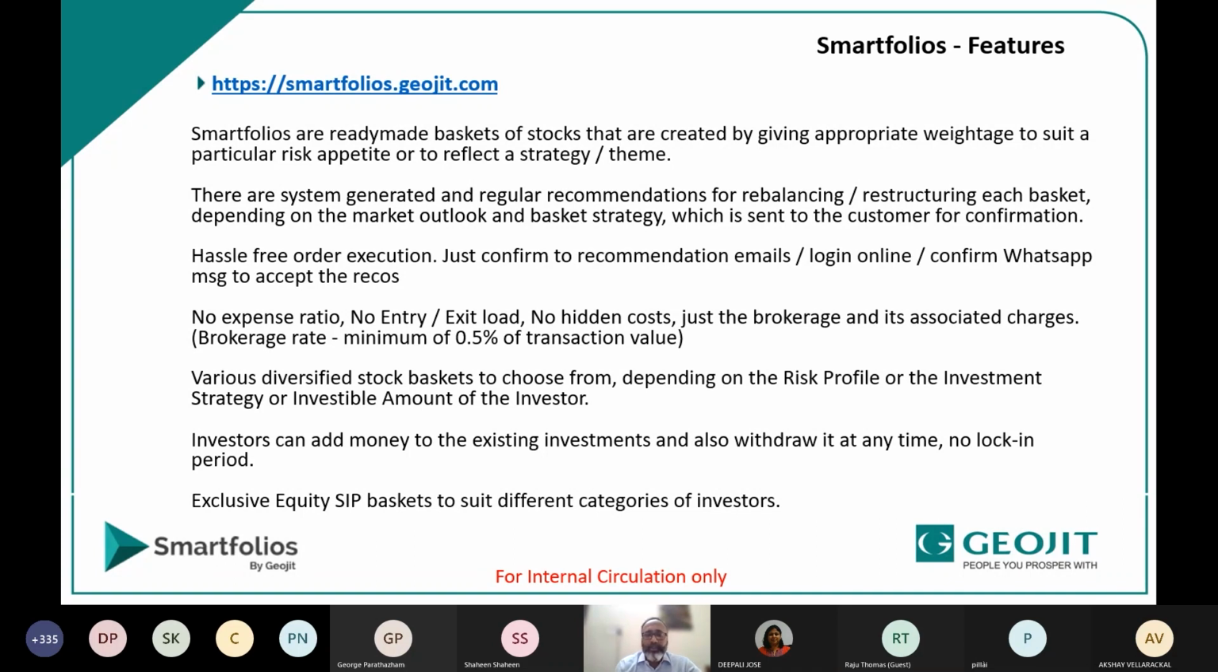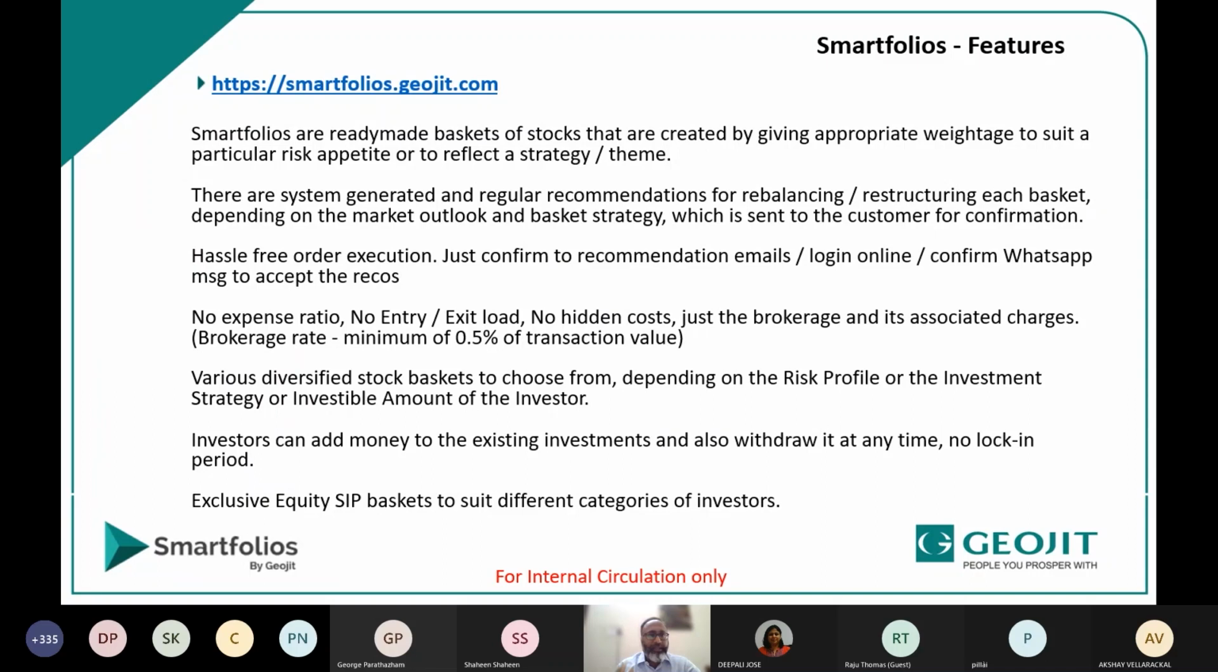Ready-made baskets of stocks in the sense, it will not be a focused strategy in which we will recommend you to invest your money into one stock or two stocks. We offer you a stock basket. We have around 10 different baskets in Smartfolios currently, and a client can choose any basket depending on the risk profile of the client, the risk appetite of the client, or if you prefer a particular strategy or a theme in your investments, we have baskets reflecting that strategy or theme also.